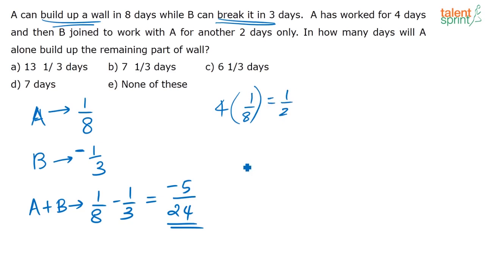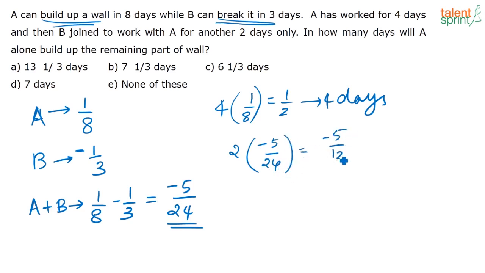So half of the wall he has finished at the end of the 4th day. Then after this 4 days, this is for the first 4 days. Okay. After this 4 days, what's happening? B is joining A for another 2 days. So A and B together they are working for 2 days. So in 2 days how much work will they do? They will do minus 5 by 12, correct? In one day they will do minus 5 by 24. So in 2 days they will do minus 5 by 12 of the work.